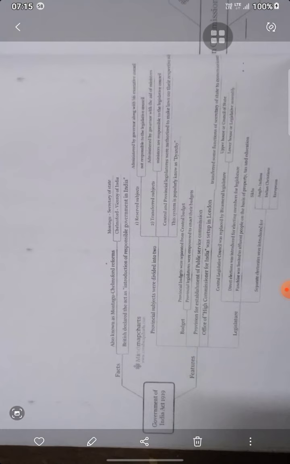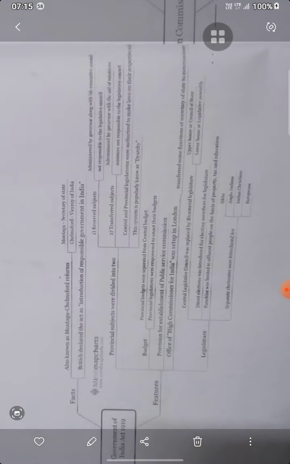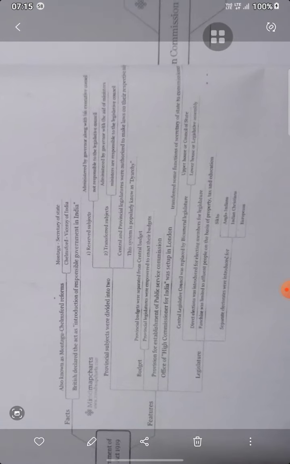Next is the Government of India Act 1919. It's also known as the Montagu-Chelmsford Reforms. Montagu was the Secretary of State, and Chelmsford was the Viceroy of India. The British declared the Act as the introduction of responsible government in India.